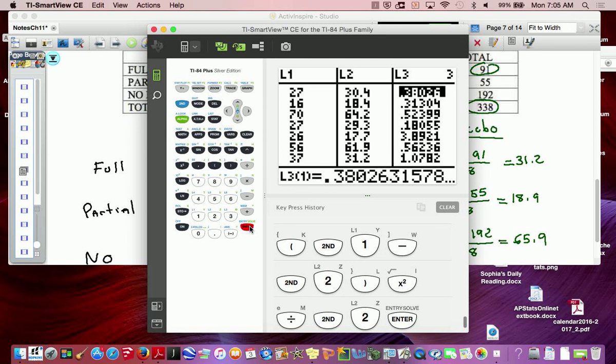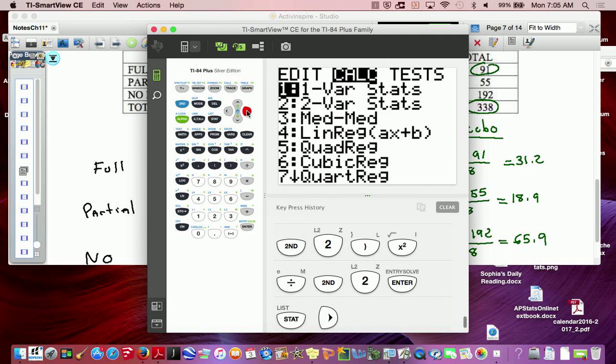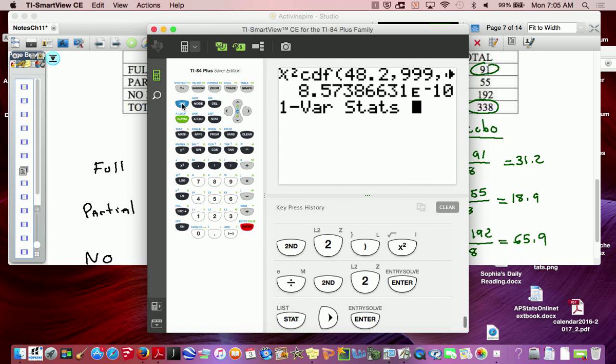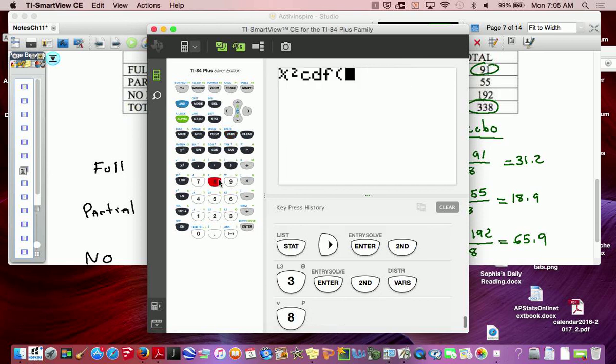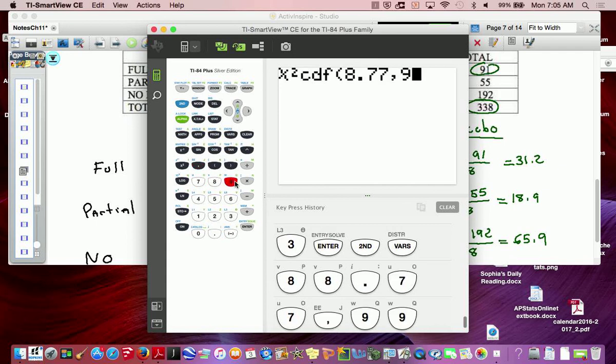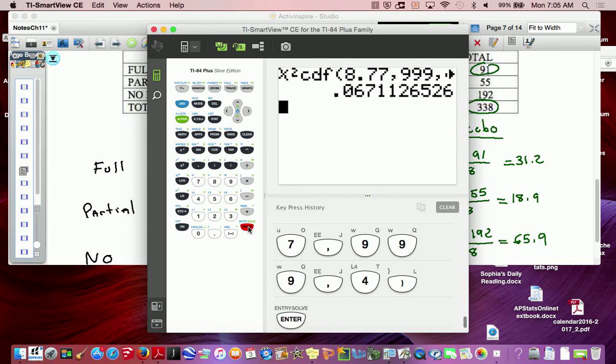So, as I mentioned before, I'm going to go stat, calculate, one variable statistics on list 3, because I want to get the chi-squared statistic. Look at the sum of x right here, okay, 8.77. So then what I can do is I can go, all right, chi-squared, so second bars, number 8, chi-squared CDF, 8.77, comma 999, comma my degrees of freedom was 4, and that's going to give me my p-value, 0.067.